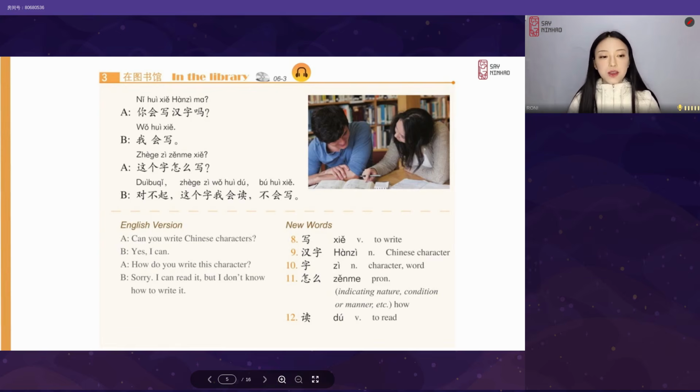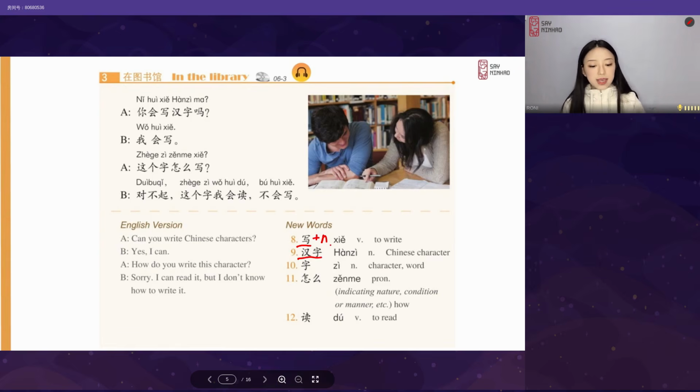There are more new words than before. Let's just see. First one is 写. The initial is xi, the final is ye, and the tone is third tone. 写. It means to write. So if you want to say write anything, just put the thing after 写, okay?